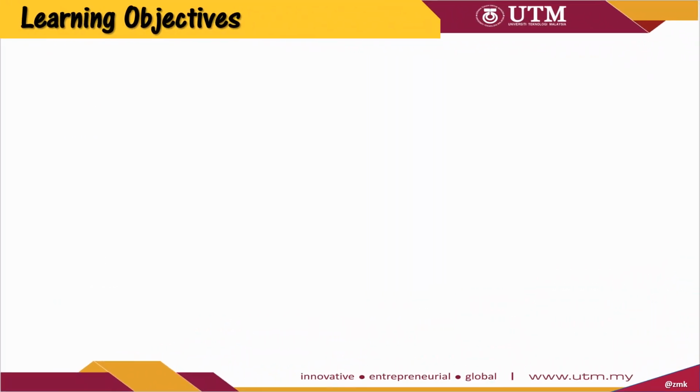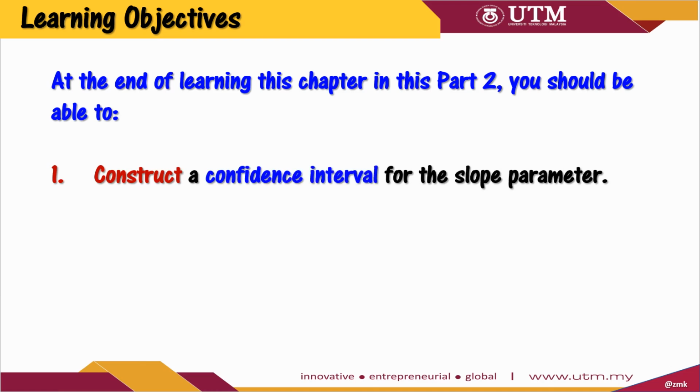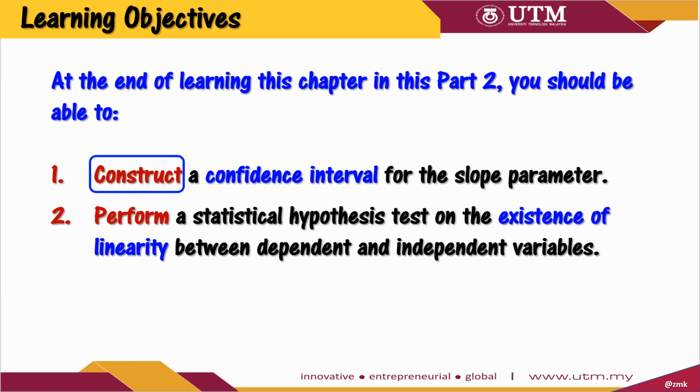At the end of this video, you should be able to achieve the following part 2 learning objectives. First, you should be able to construct a confidence interval for the slope parameter, which is beta in a simple linear regression model. And second, you should be able to perform a statistical hypothesis test on the existence of linearity between a response or dependent variable usually denoted by y and a predictor or independent variable denoted by x.